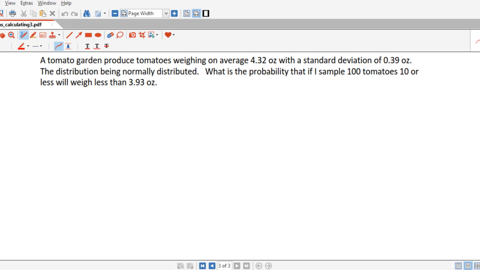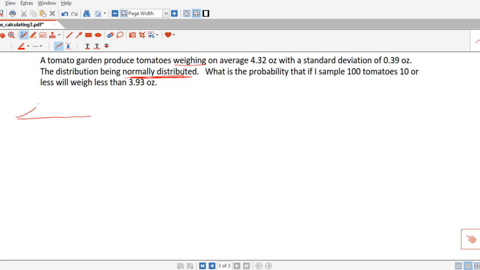Oh boy, here we go. So pretty wordy, a lot of things going on here. Let me start drawing, getting information here. I got a tomato garden. I'm weighing tomatoes. The weight of tomatoes are normally distributed. Fantastic. Let me just start creating a little picture.